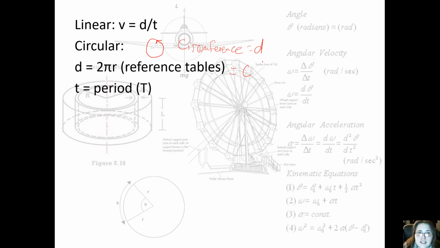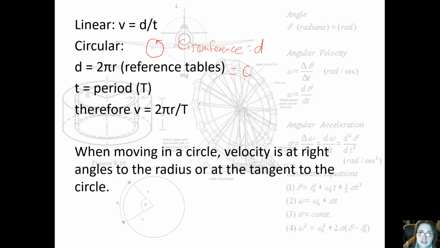So then the period is t, capital T. So if you need the velocity, the angular velocity, it's equal to 2 pi r divided by t. So when moving in a circle, the velocity is at right angles to the radius or at the tangent to the circle. So the velocity is always tangent to the circle like this. So this is a right angle to the radius.